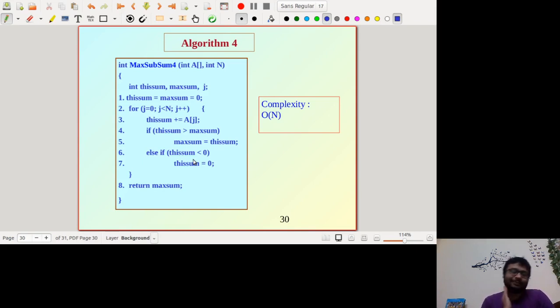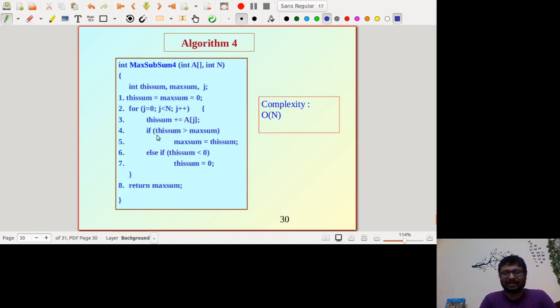So what does it do? Well, there is an outer for loop. There is an index j that starts from 0 and goes till n minus 1, incrementing in each step by 1, and then you maintain the cumulative sum. Initially, this sum is initialized to 0. Max sum is also initialized to 0. And as you traverse this array, you add the array elements to this sum. This sum is the running sum.